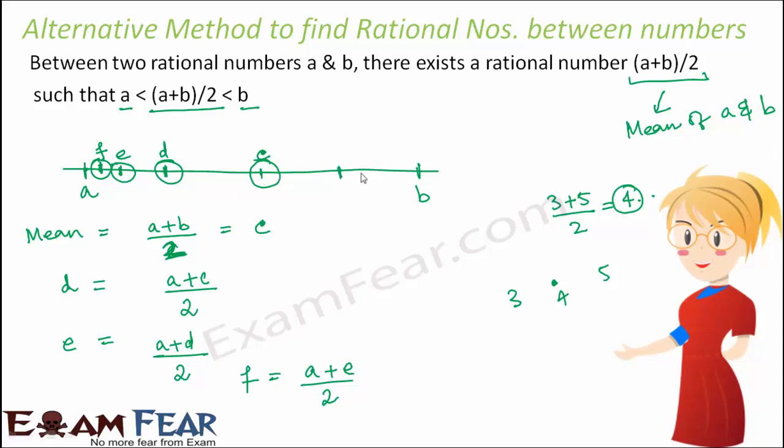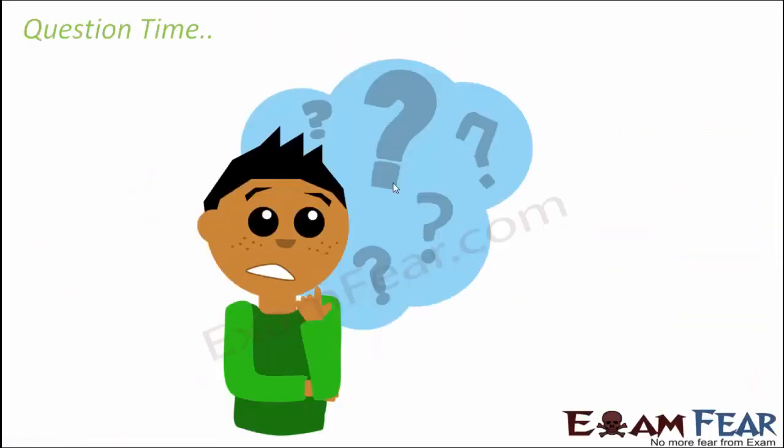In a similar way, we can also calculate the mean between B and C. That will give a number here. Again, the mean of these two will give a number here. The mean of these two will give a number here, and so on. The process would continue. So in this way, we could find C, D, E, F between two rational numbers a and b.